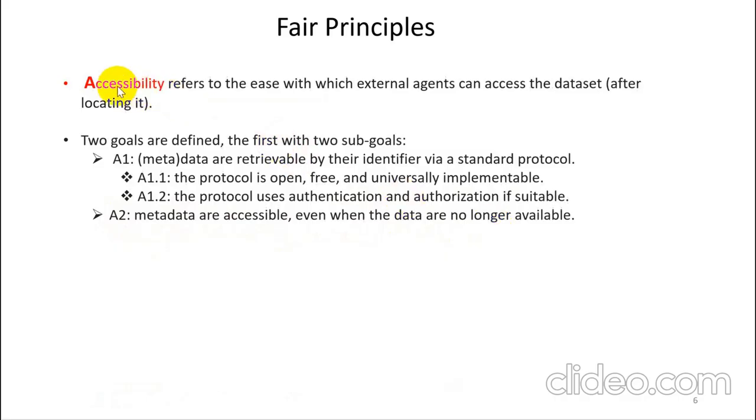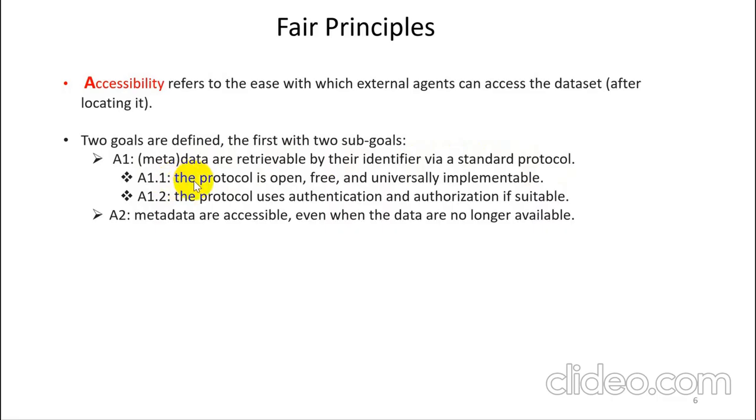The second principle in the FAIR principles is accessibility, which refers to the ease with which external agents can access the dataset after locating it. Two goals are defined, and the first goal has two sub-goals. Here, the first goal is that metadata and data are retrievable by their identifier via a standard protocol. So this first goal has two sub-goals.